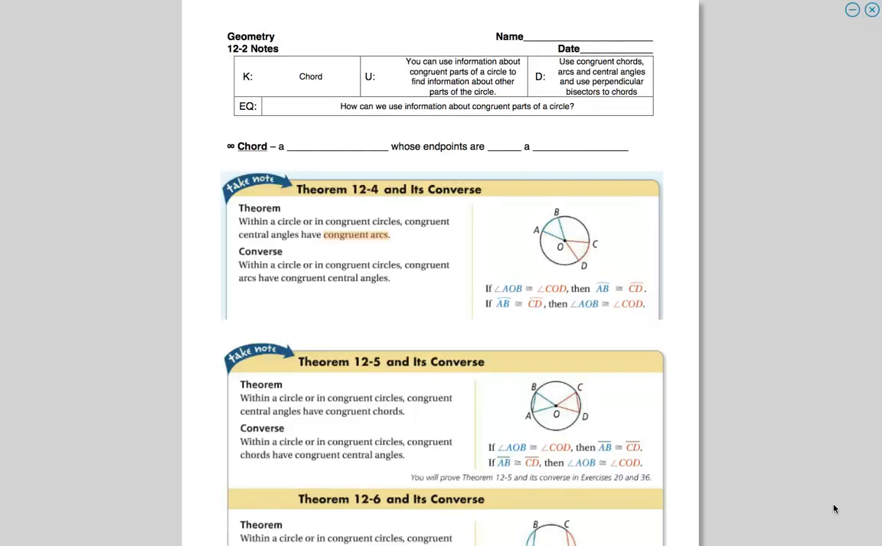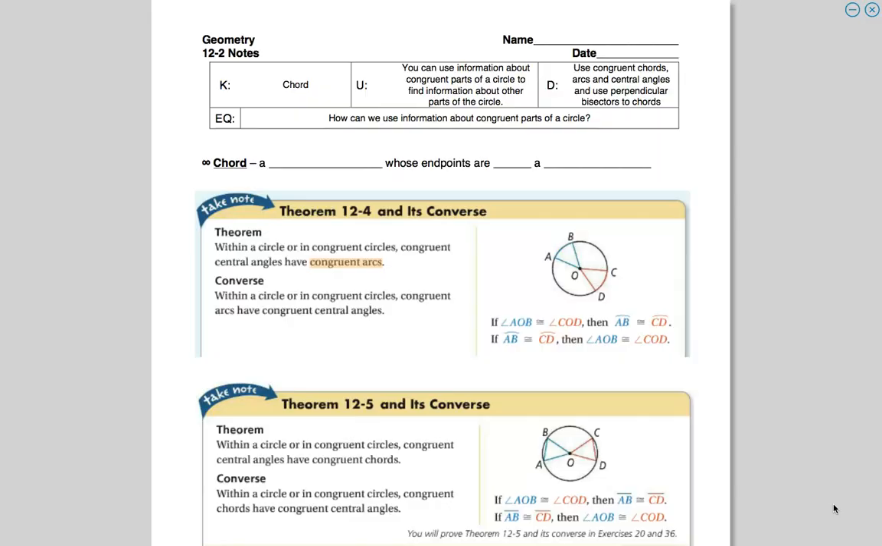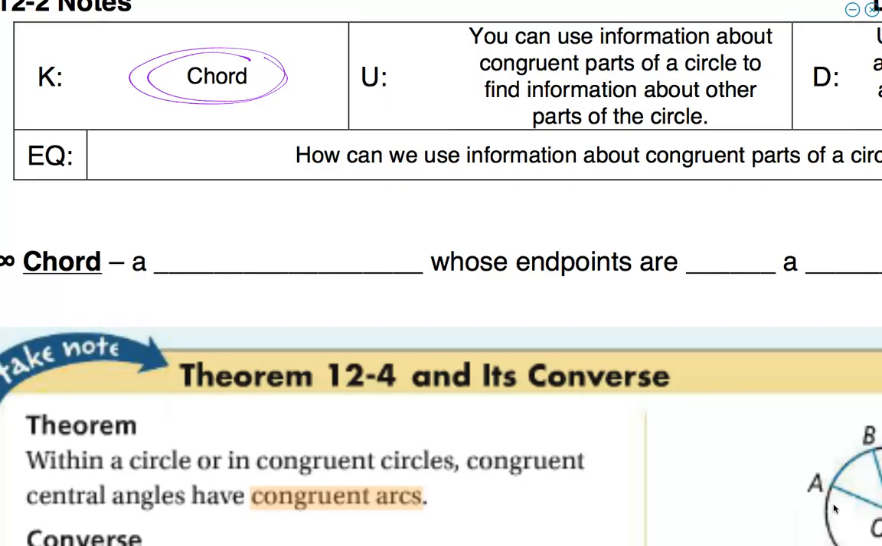Remember, we did skip to Unit 12 because we wanted to do Pi Day, but we did not end up getting to do Pi Day. So we're going to stick with Unit 12. I'm not going to cancel out 12.1, so we're just going to keep moving along here. Today we're going to focus on chords. A chord is a segment whose endpoints are on a circle.